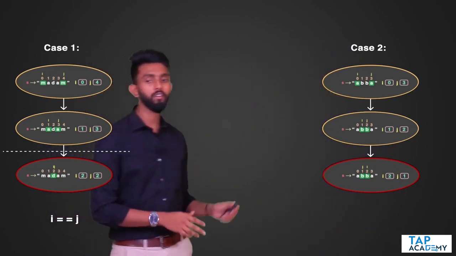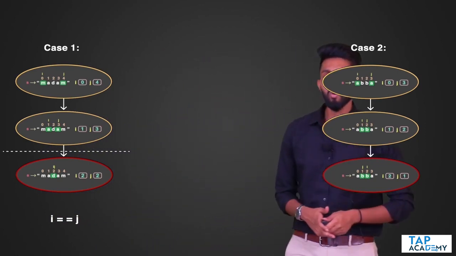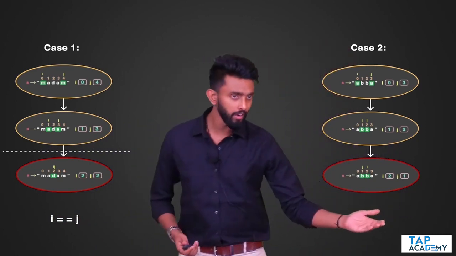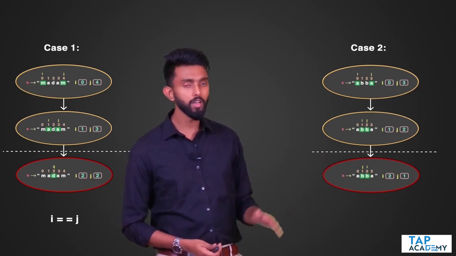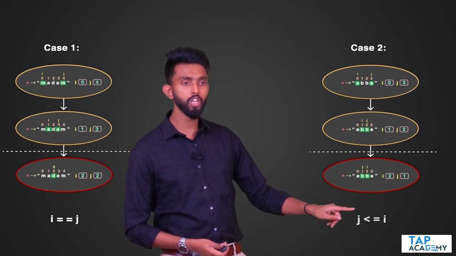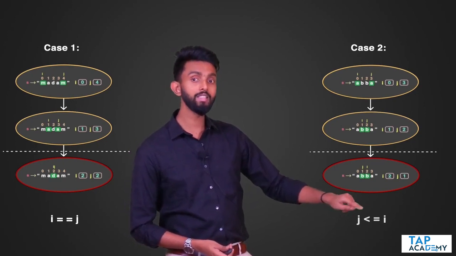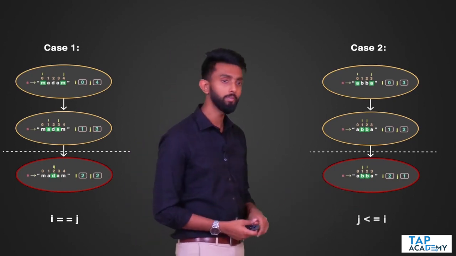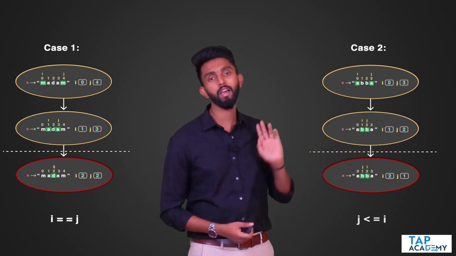Anyways, let me get back. So basically, guys, I can write it like this. This is my base condition. I'll just write it like this. Here, what I can write is if j becomes less than or equal to i. I hope I'm clear. See, j became less than i.